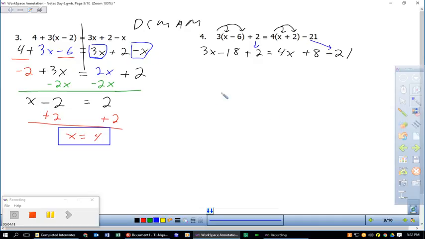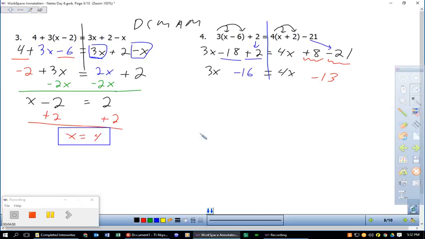We can combine like terms. On this side, we have minus 18 and plus 2. And on the opposite side, we have plus 8 and minus 21. So that will give us a negative 16 on this side. And over here, we'll have a minus 13. Okay, now I'm going to bring down 3x equals 4x.